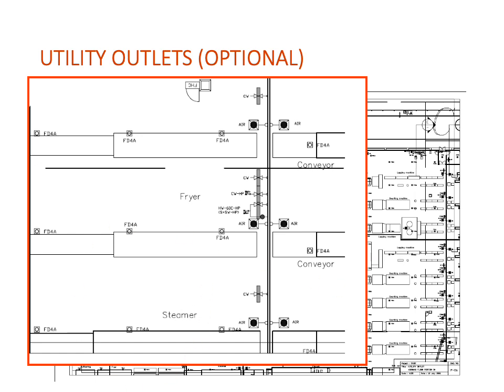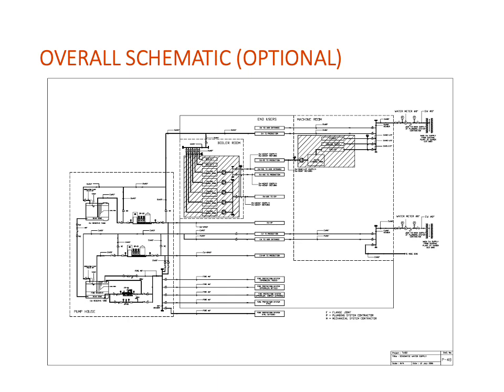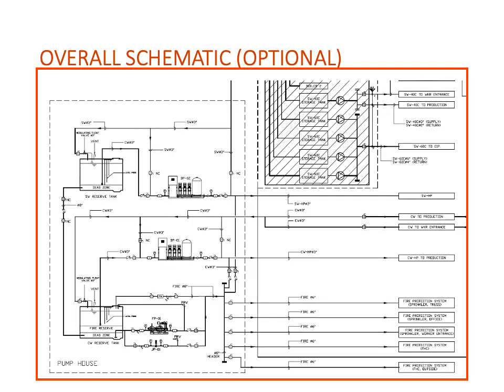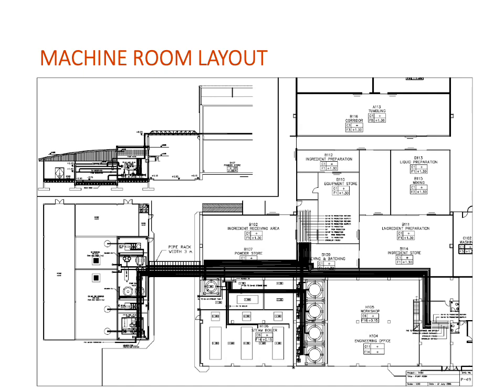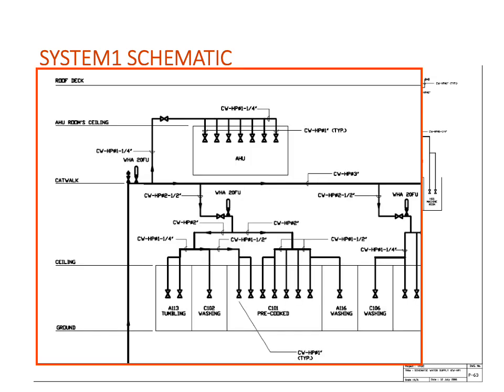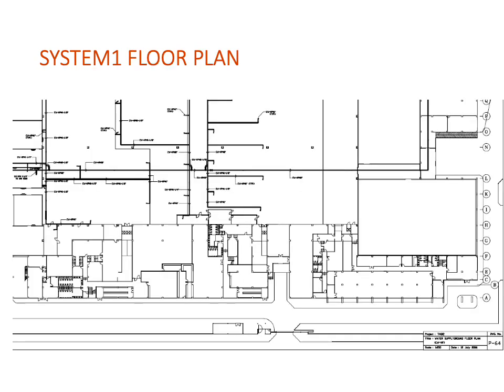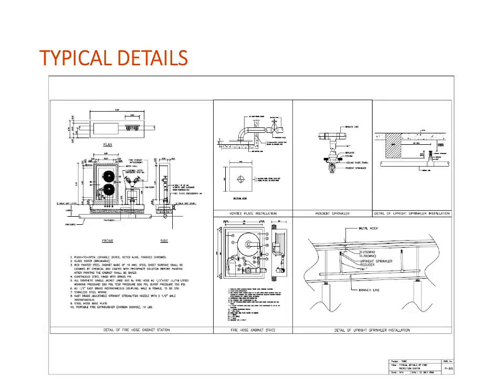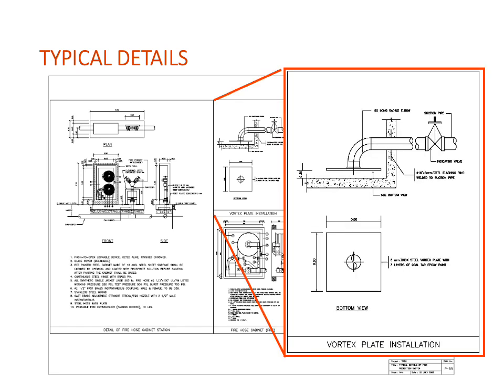So this is the area of the fryer, the steamers, and this would be the overall schematic. This is for the machine room layout. Try have a look. This is for the floor plan and the typical details needed for each drawing.